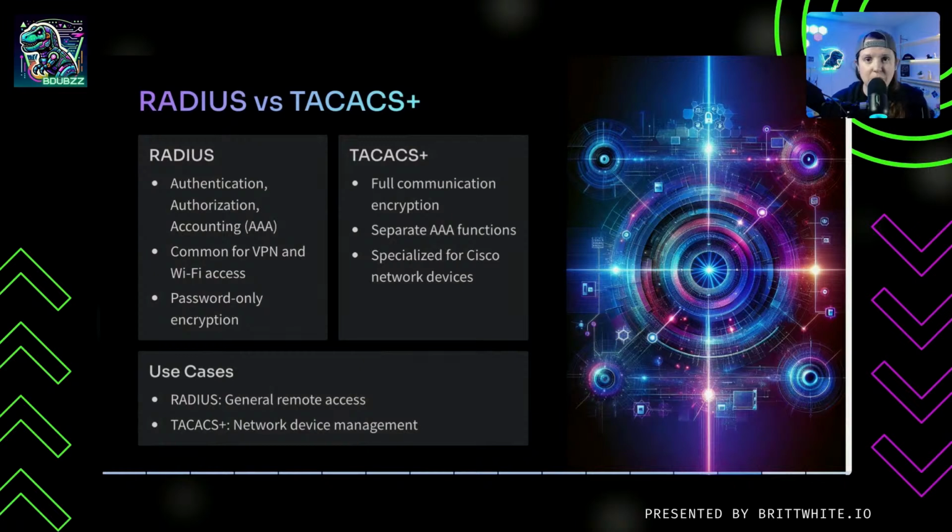Now for TACACS Plus, which is an acronym for Terminal Access Controller Access Control System Plus. Think of it as Cisco's premium version of Radius. Let me show you what makes it special. First, unlike Radius, TACACS Plus provides full encryption for all communication between you and the authentication server. This is a significant security advantage.